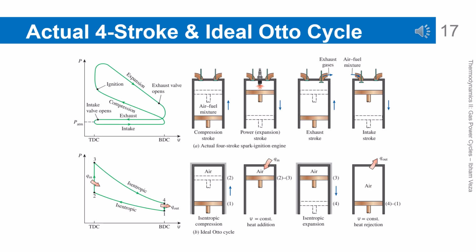Actual four-stroke engine and ideal Otto cycle. This figure shows the difference between the actual gasoline engine cycle and the ideal Otto cycle. In the real engine, there are intake, compression, power, and exhaust strokes. In the ideal cycle, the processes are simplified into isentropic compression, constant volume heat addition, isentropic expansion, and constant volume heat rejection. This simplification removes mechanical details while keeping the thermodynamic essence. With this model, efficiency analysis becomes much easier.